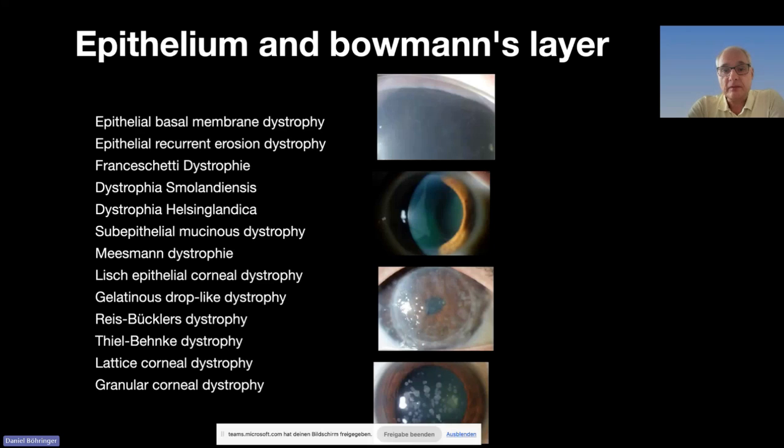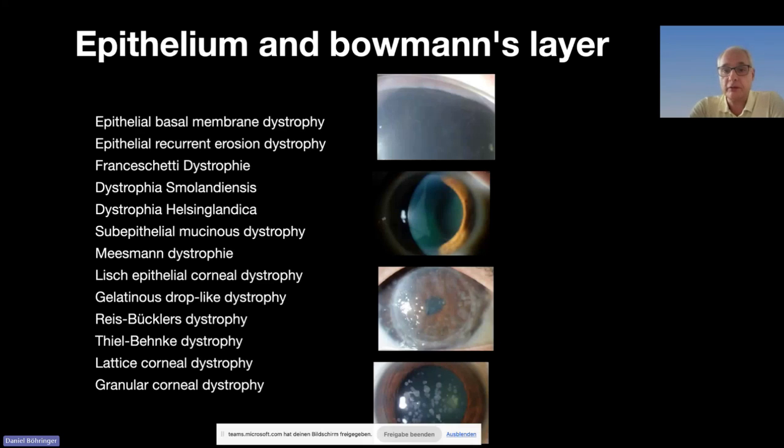And there is a unique pattern from Lisch dystrophy, which is mostly indolent, where you have only hazy, sharply demarcated opacities in the superficial layers. And then there is the mucinous dystrophy, for example. This is the third image from the top, where you have really strong alterations and prominence. And in the last, there's a clear, smooth surface, and you have the opacities in the anterior stroma. That is an example of corneal dystrophy.